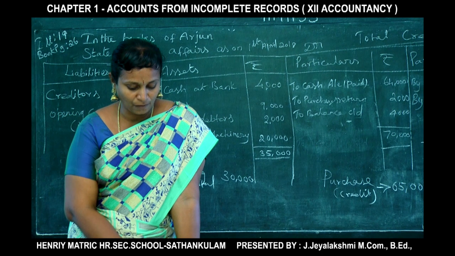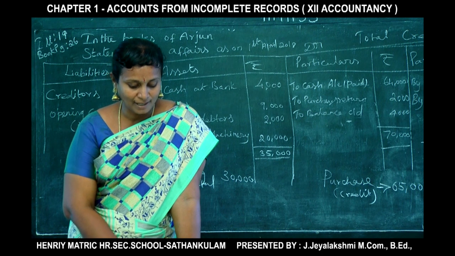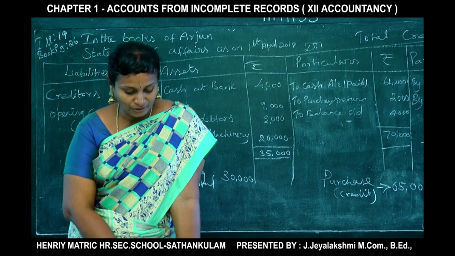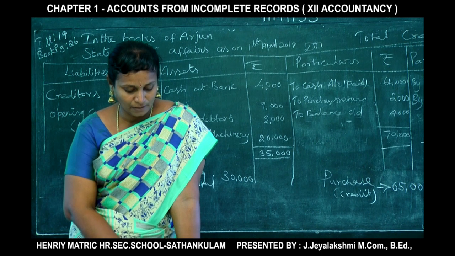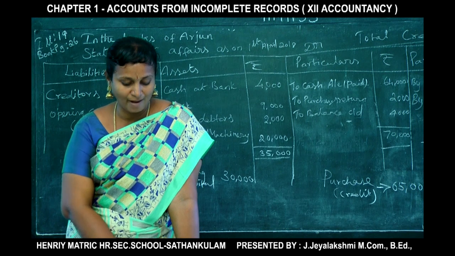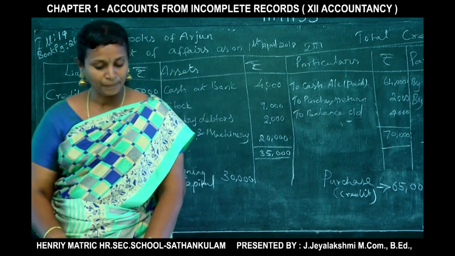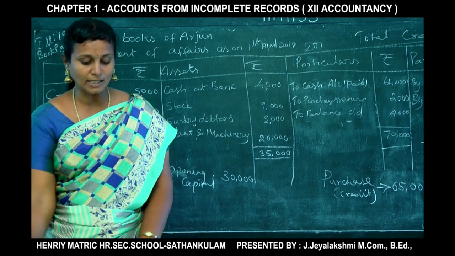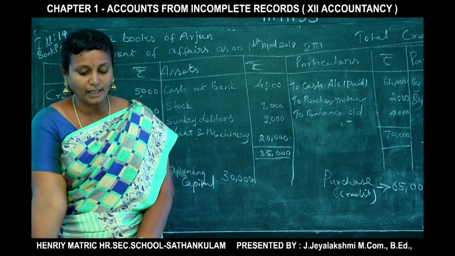Okay, then other information, see here, for 31st March, is shown. Advertising: 4,700 he spent. Suppose they have a shop, they have to advertise their business so that they can have publicity. For that, how much has he spent? 4,700. Then carriage inward 8,000, cash paid to creditors 64,000, drawings 2,000. Drawings means, for his personal use, he has withdrawn from his investment. Next, see here, total sales during the year was 85,000. How much has he sold for the year?